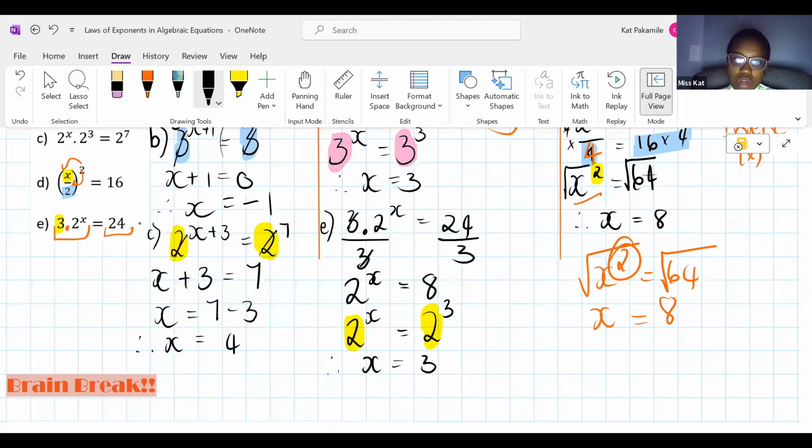We said 3 times 2 to the power of x divided by 3. What you do on the left, you have to do on the right. So that equals 24 divided by 3. These 3's will cancel each other out. So you're left with 2 to the power of x, and 24 divided by 3 is 8. But we want the same base. If I have a base of 2 on this side, I want a base of 2 on the right. So we wrote 8 as 2 to the power of 3.